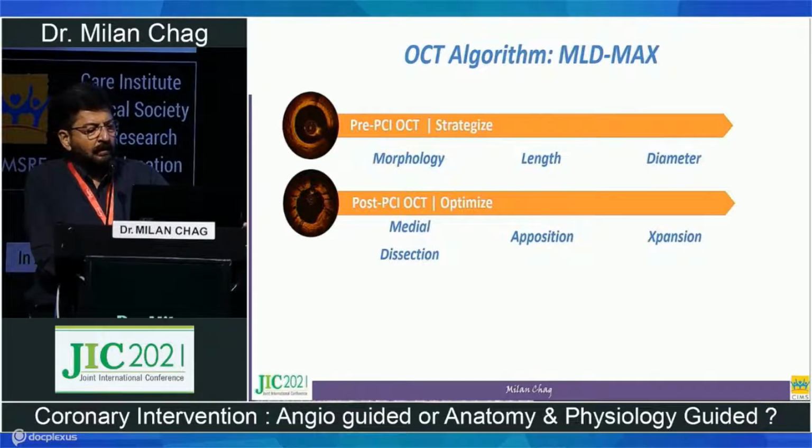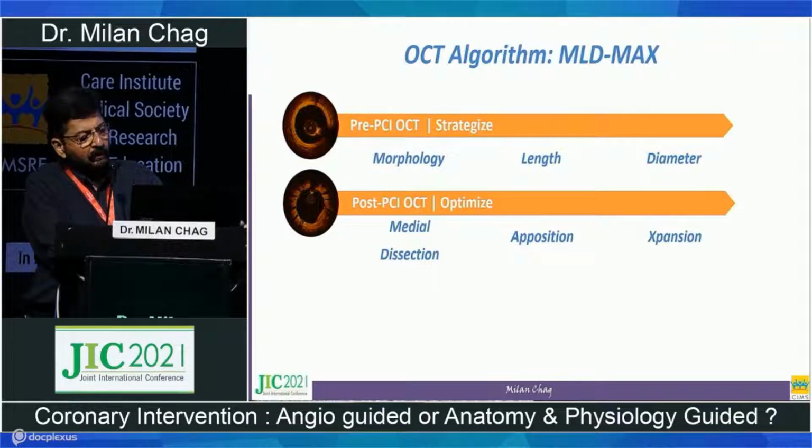What is the algorithm? You can do pre-PCI assessment, what is known as MLD, and then post-PCI, that is known as MAX. So you can assess the morphology of the lesion, why the patient developed ACS or angina or whatever it is. What is the length of the lesion? What is the diameter of the lesion? If you do angiographic assessment, you are not accurate. If you do OCT guided, you can select the diameter of the stent, the length of the stent, and you can decide what the morphology is, how much is calcium, lipid, fibrous tissue, and other things.